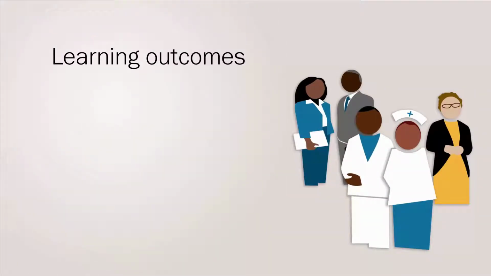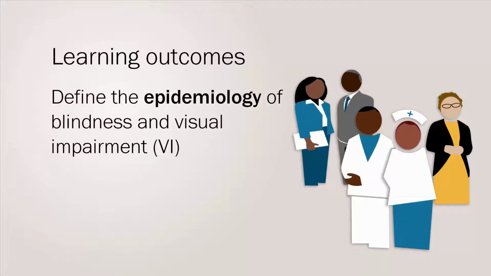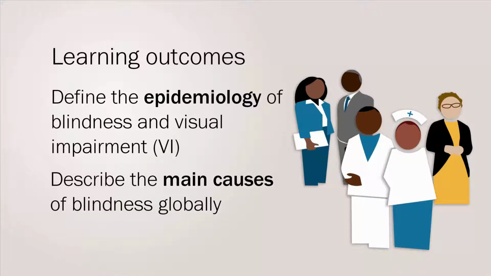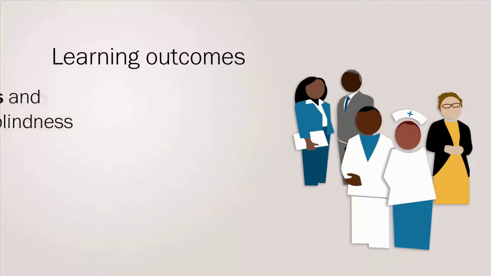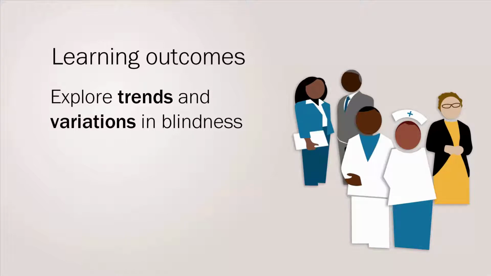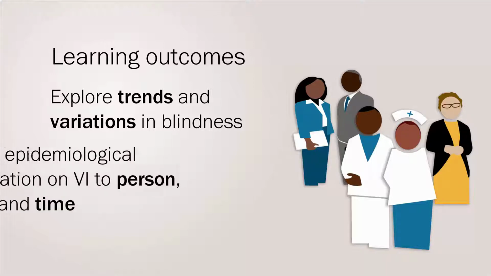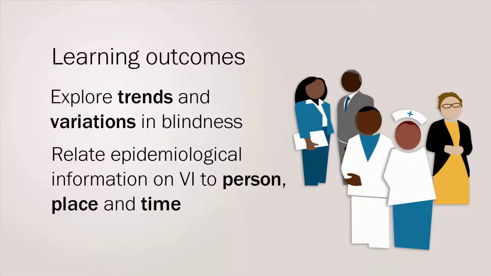Epidemiology of Visual Impairment. We'll be exploring 4 learning objectives in this presentation. We'll define the epidemiology of blindness and visual impairment, and describe the main causes of blindness globally. We'll then go on to explore the trends and socioeconomic variations in blindness, both globally and within a population, before finally we relate epidemiological information on visual impairment to person, place and time.